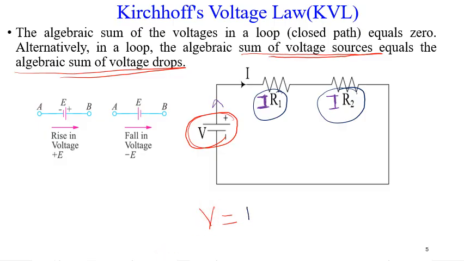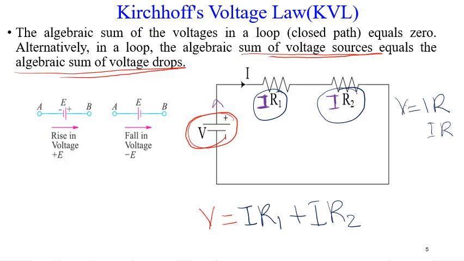So we have I times R1 plus I times R2, and we know that from Ohm's law, V equals IR. That is why we call I times R a voltage drop, because it's simply a voltage, but it is from the source that has been dropped. So basically this can also be called voltage.